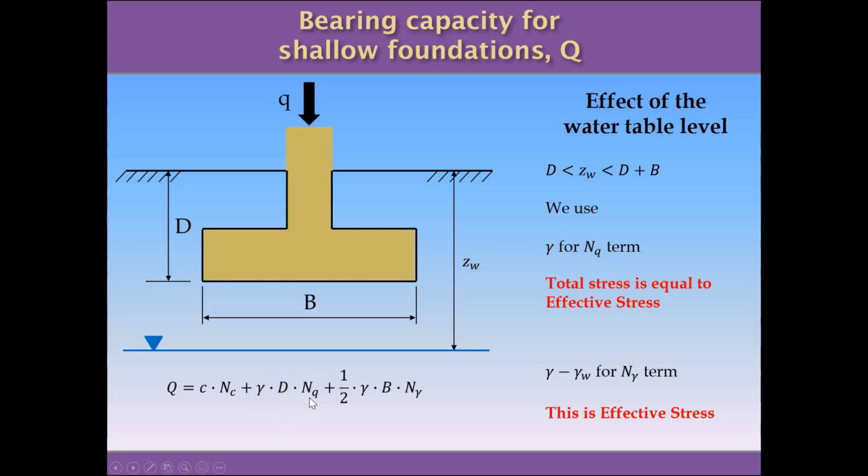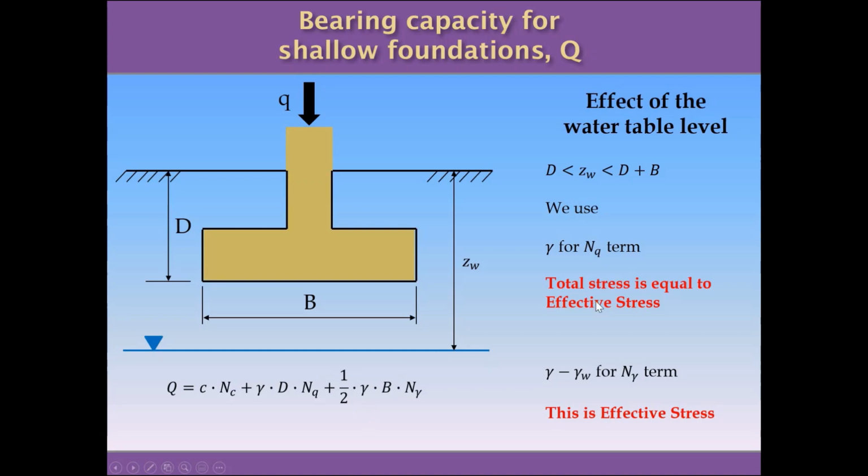NQ is this second term in here, and is related with this distance D. In this area we are pretty sure that the soil is dry, so we use gamma. We need to use gamma minus gamma water for the term N gamma, because in this area under the foundation we are certainly going to have wet soil: the soil under the water table is wet, and the soil on top of the water table will be wet as well because of capillary effects. So for this term related with the area under the foundation, we're going to use gamma.